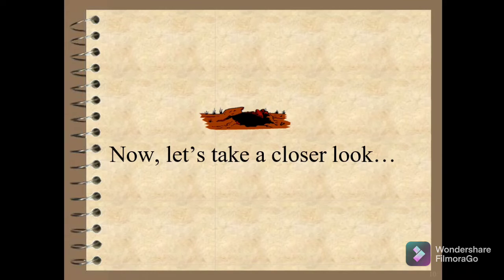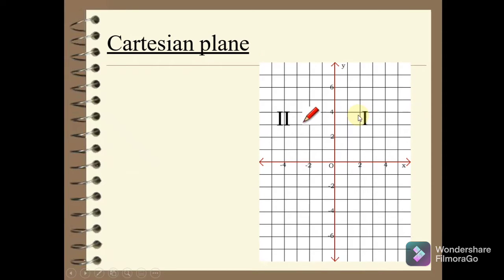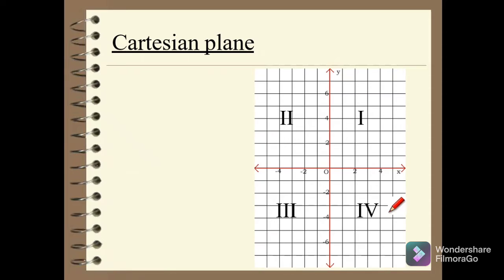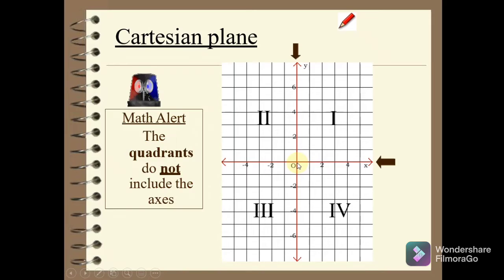So, let's now take a closer look. The Cartesian plane divides into quadrants. Nung nagkaroon ng intersection at nakapag-form ng right angles, nagkaroon ng quadrant. So, this is quadrant 1, this is quadrant 2, this is quadrant 3, and this is quadrant 4. The intersection of the two axes is called the origin. Yung pinaka-gitna, or the center, 0, 0, is called the origin.